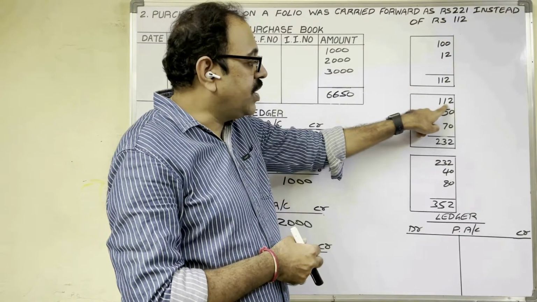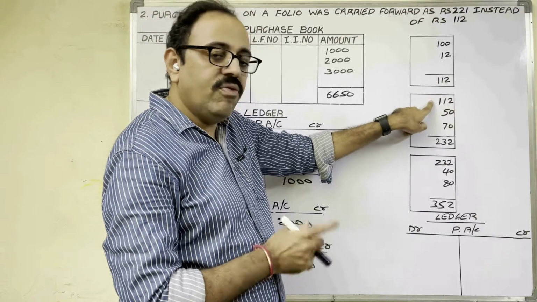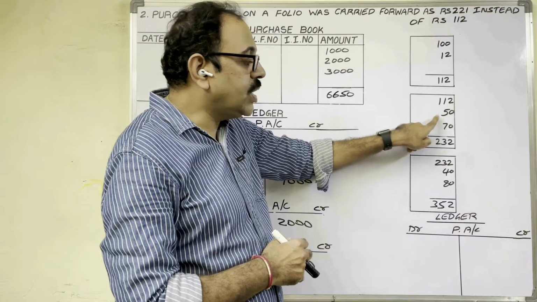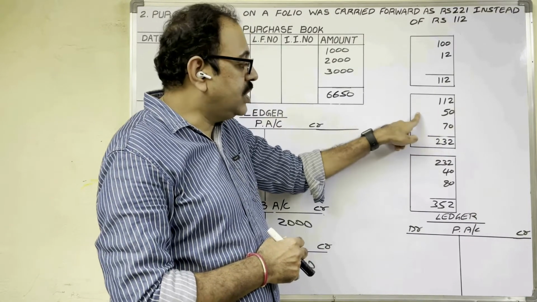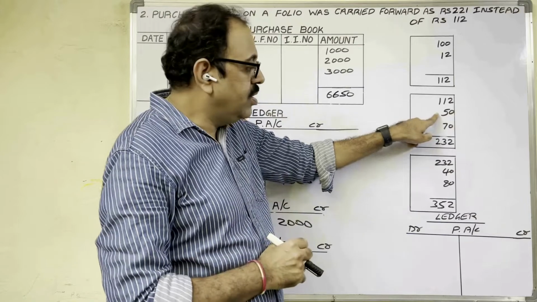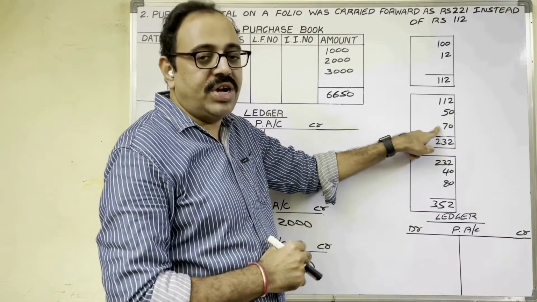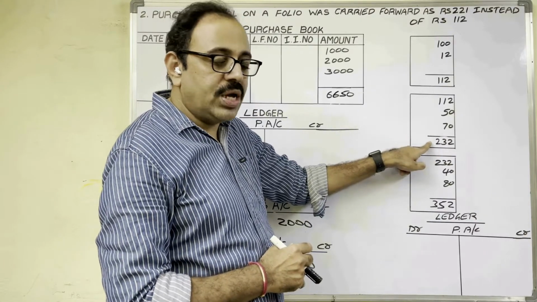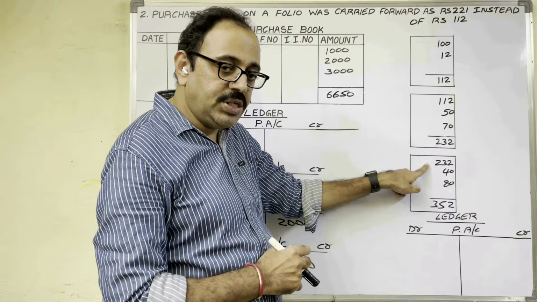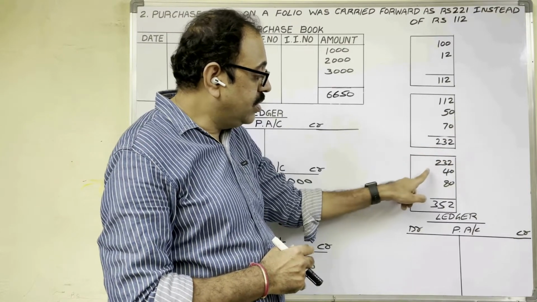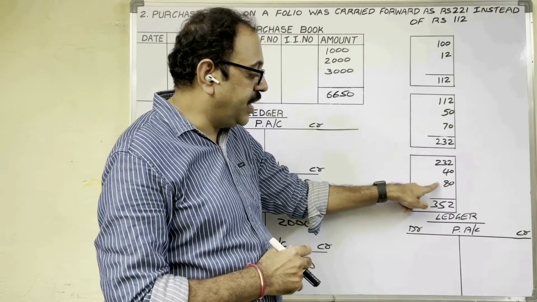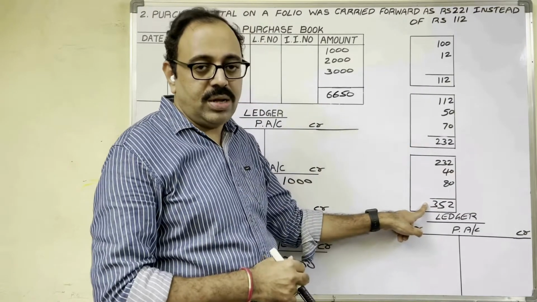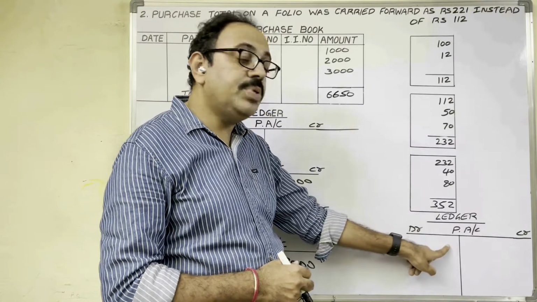So at the start of the second page, take the previous page total 112 plus, in the second page, we wrote 2 more suppliers' details. From the third supplier we purchased for 50, from the fourth supplier for 70. Then total is 232 rupees. This total we should take into the next page. 232 plus further purchases 40 plus 80. Total 352. So this is the final purchase total. This amount we take in the purchase account.